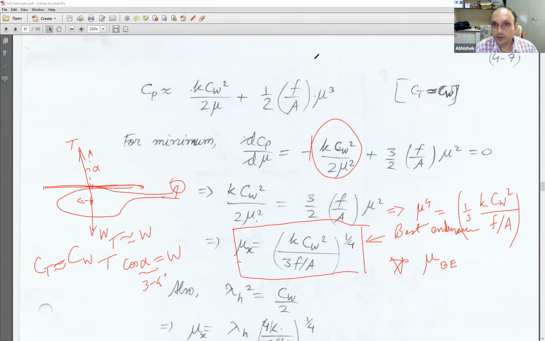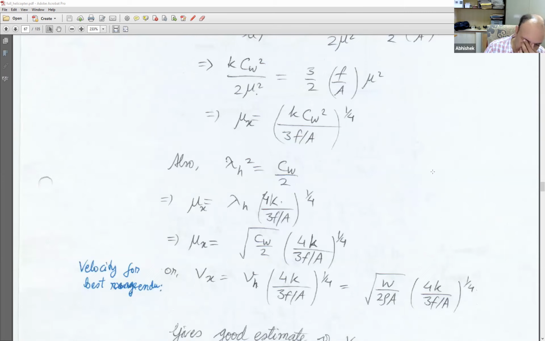Fine. So that is my derivation for speed for best endurance, or advance ratio for best endurance. Now, if I want to convert this to actual dimensional speed, you can simply multiply this with omega r. And that will give you the approximate forward speed for this best endurance scenario.